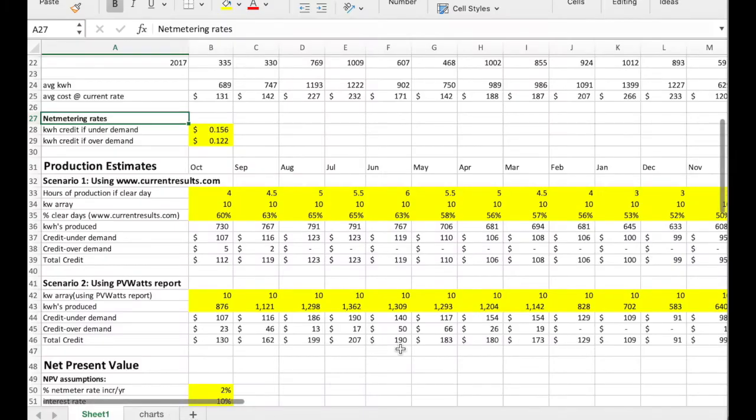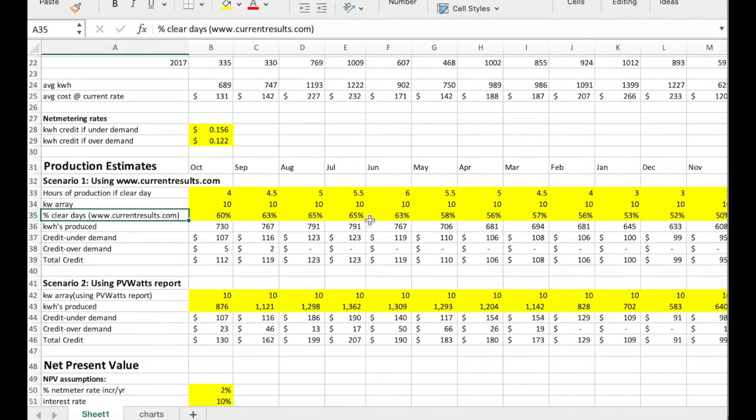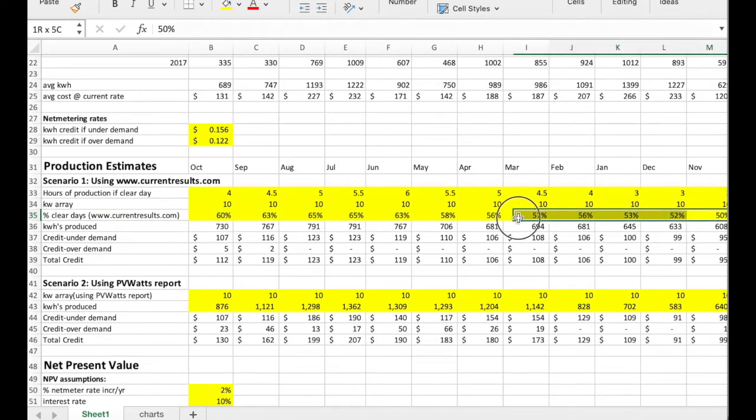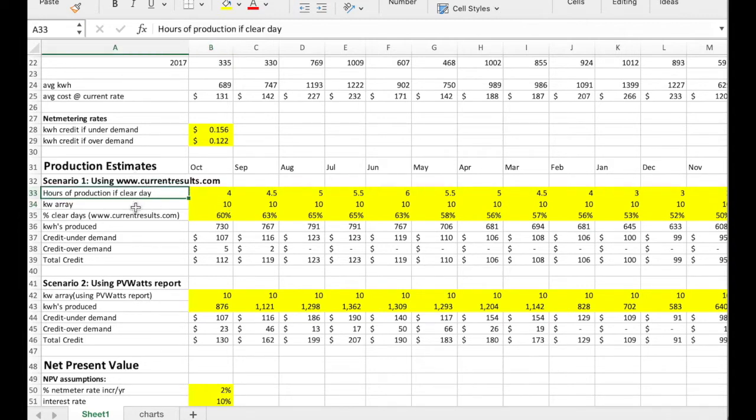Now, I put each one of those percentages in this row here. So under January, for percentage of clear days, I put 53%. And I went month to month in that website and put all the data in this row. Up above is the kilowatt array size of 10 kilowatts that I'm planning. And then the row above that is something called hours of production if clear day.